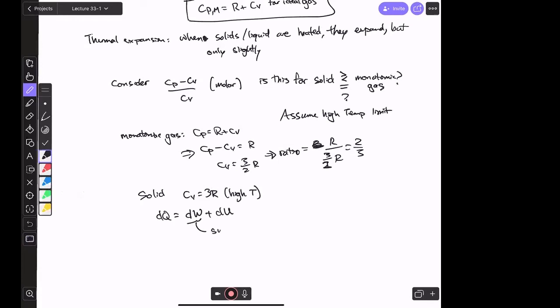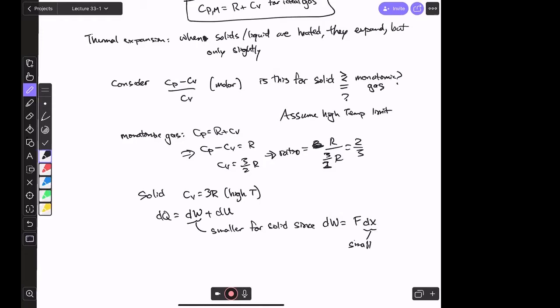Why is this smaller for a solid? Because solids expand less than gas when they're heated. They only expand slightly. Another way of saying that is dW equals F times dx, and the dx is small for a solid. Good, go ahead. Yeah, so that's kind of as far as I'm at right now. No, that's good.